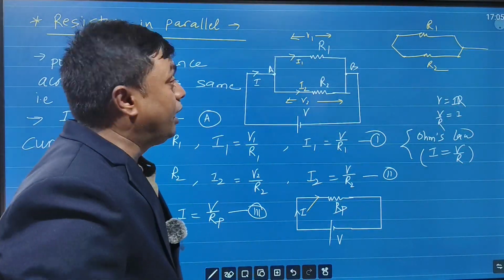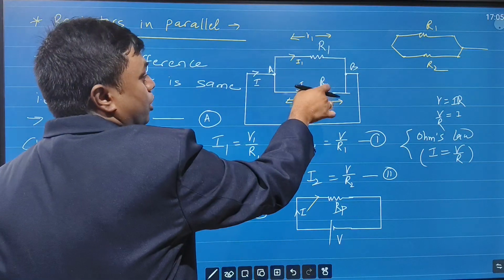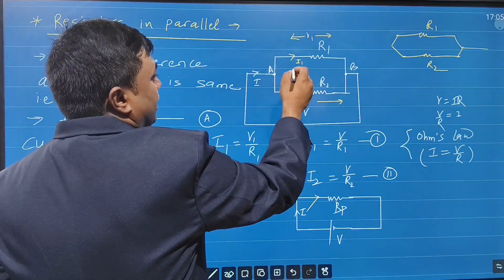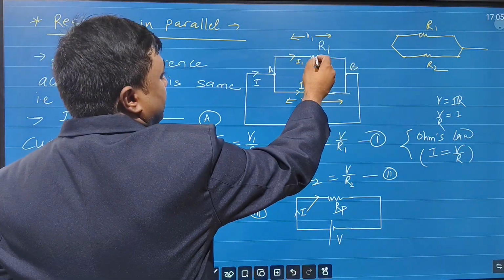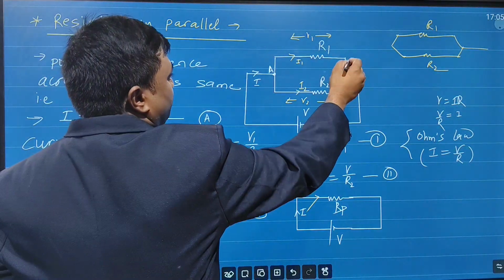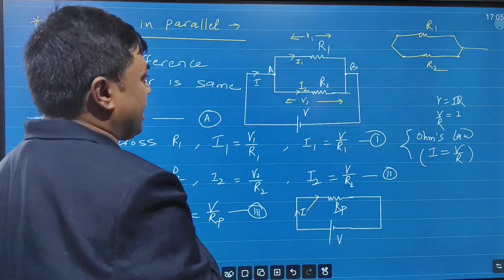End-to-end connections are called parallel connections. You can see R1 and R2 are there. One end is connected to A, another end is connected to B. Similarly, R1 one end is connected to A, other end is connected to B. Yes or no? So this is what a parallel connection is.